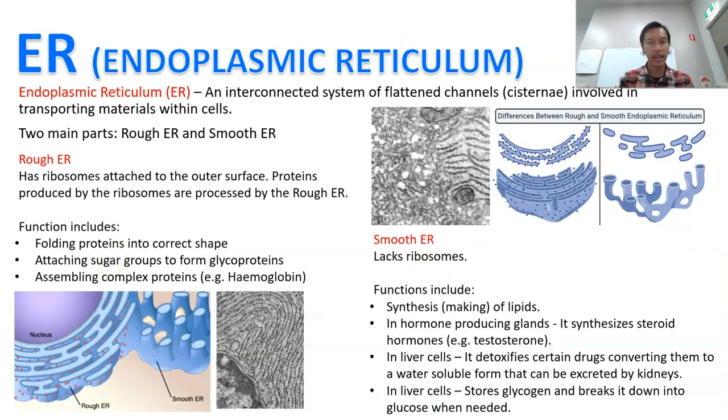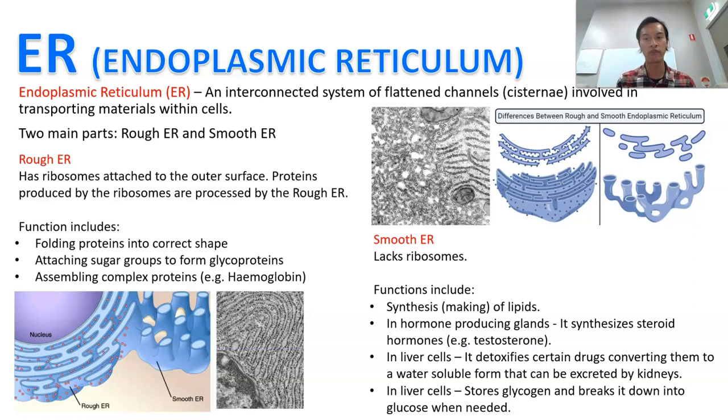All right, let's talk about the next one. I made a mention of it last time, the endoplasmic reticulum. The endoplasmic reticulum is an interconnected layer of flattened channels called cisternae involved in transporting materials within cells. This is what the endoplasmic reticulum looks like, all these little folds, the little cisternae. And there are two types of endoplasmic reticulum. There is what we call the rough ER and the smooth ER.